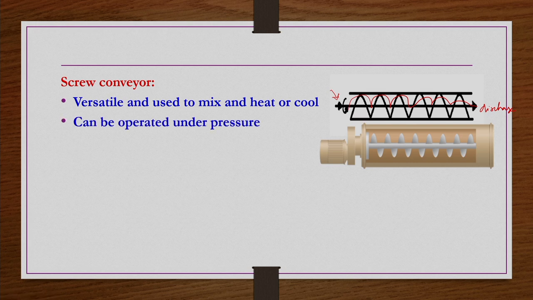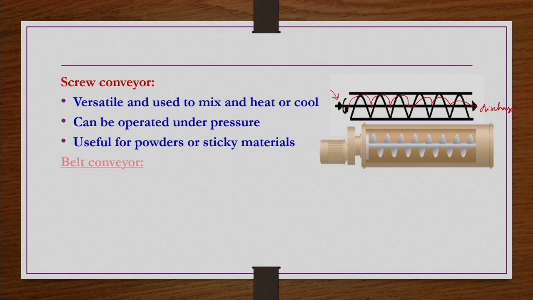They can also be operated under pressure, and are useful for powders and sticky materials. Let us say silos or hoppers, as shown in the previous slide. If you want to store powder, very sticky material or very fine material and use pneumatic transport for conveying, that is not possible, because sticky or very fine material does not come through the silos so easily, and further conveying may not be possible by pneumatic conveying. Under such conditions, if you have screw conveyors, it will be very easy to move such very fine or sticky materials.